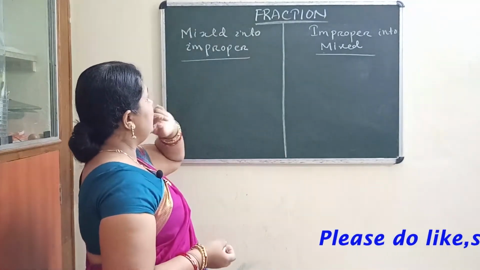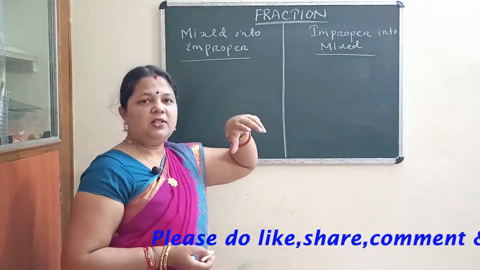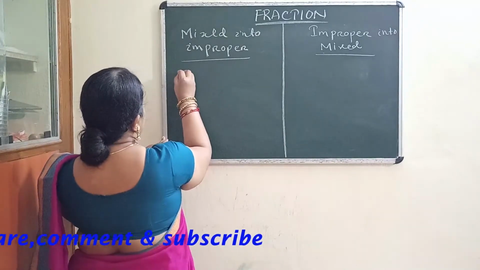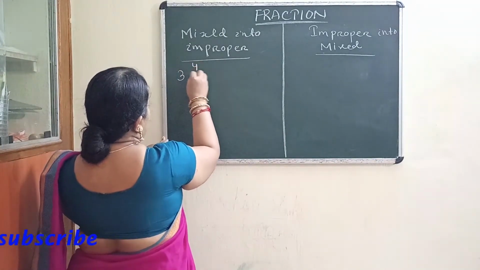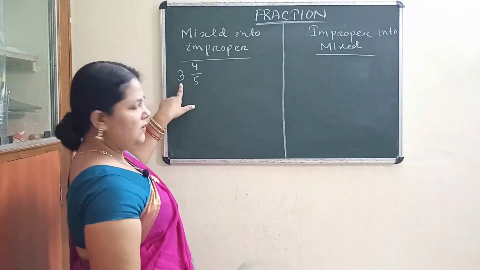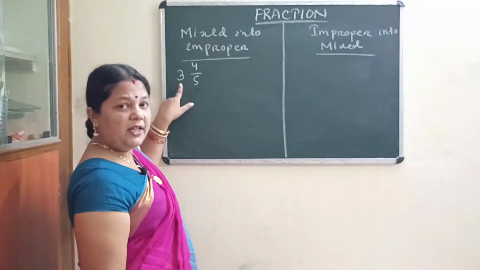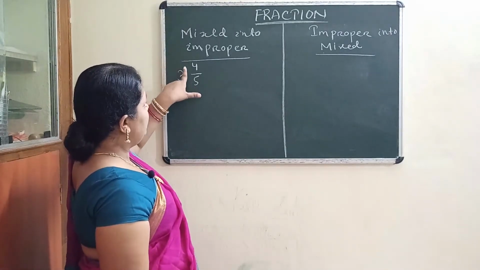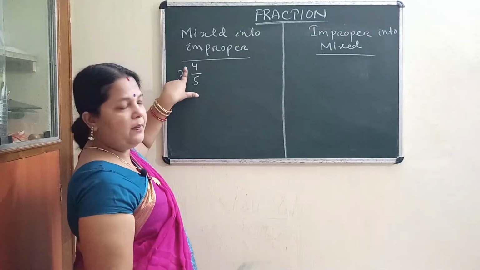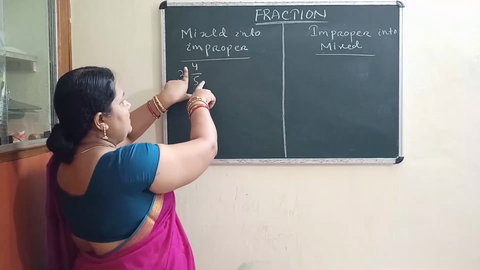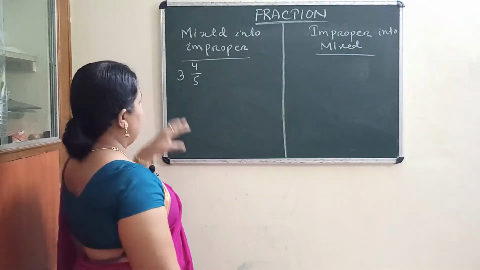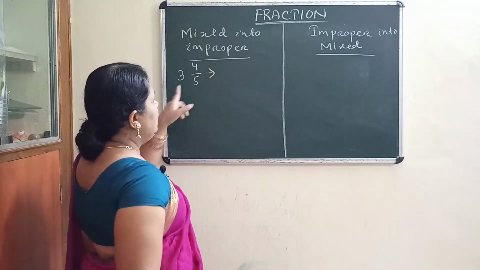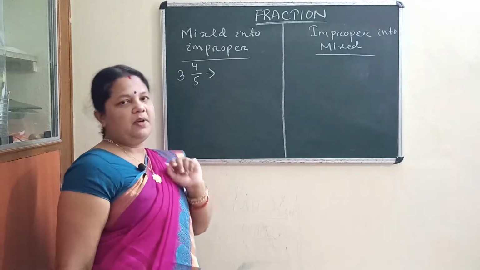So last class we have discussed what is mixed fraction. It is a combination of a whole number plus proper fraction. One example, suppose 3 whole 4 by 5. This is whole number, 3 whole. What we are reading? 3 whole 4 by 5. So this part is whole part, this part is your proper fraction part. Proper means where numerator is smaller than the denominator. So this is one mixed fraction, and how we will convert this one into improper fraction.